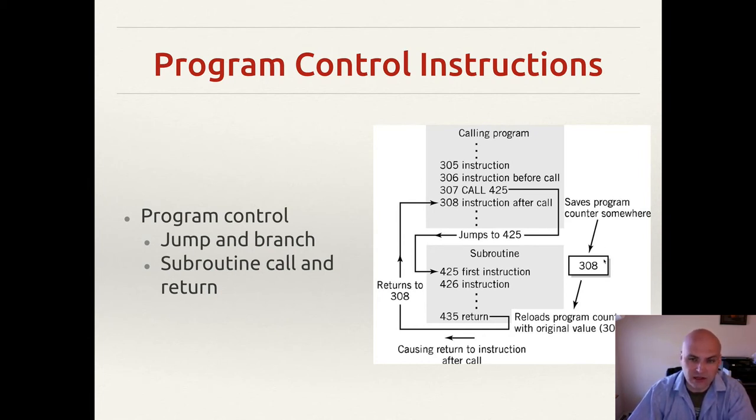Now, that stack is usually kept in main memory. This says saves program counter somewhere. It does vary depending on the platform, but for now, let's just assume that we're pushing it into main memory. So 308 gets pushed onto the stack, and then we execute the call, which is basically at this point a branch absolute to the particular line number that it wants. So we change the program counter to 425, and now we're in the subroutine.